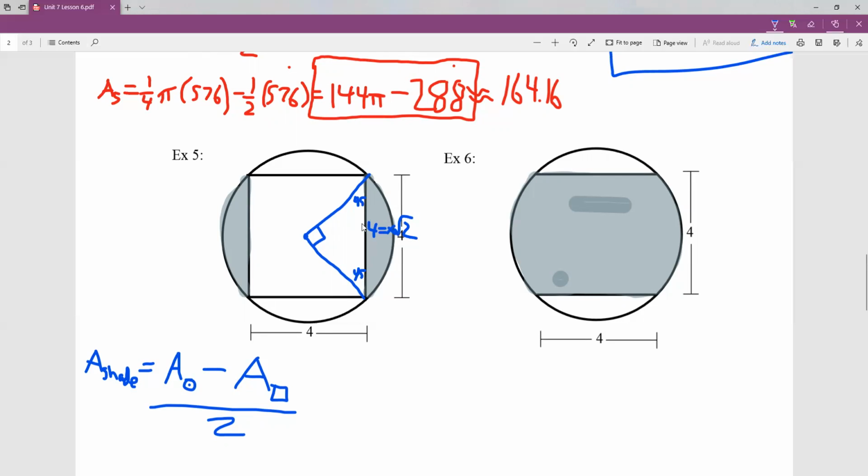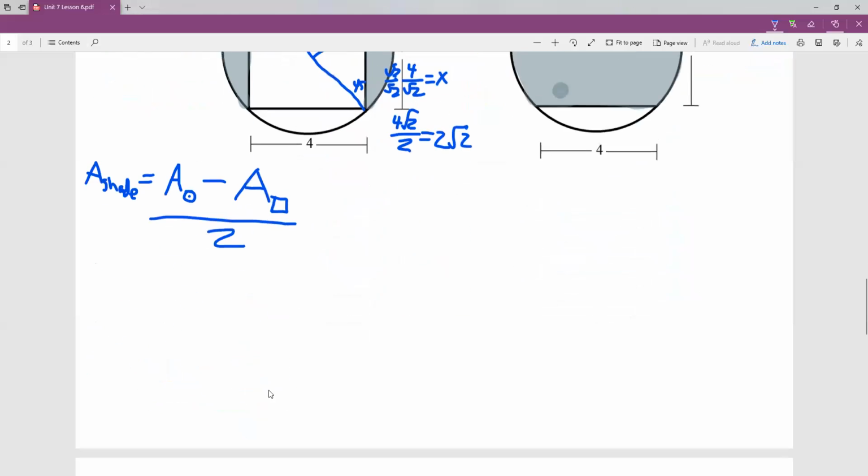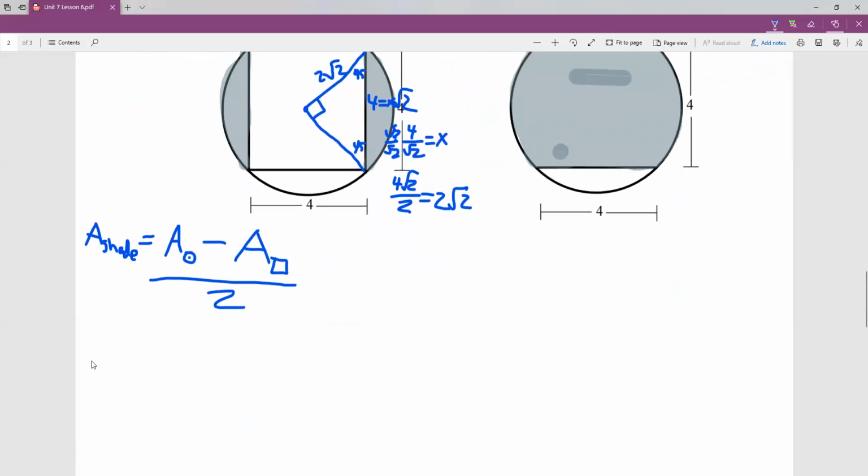So then to figure out what x is, divide both sides by root 2. Multiply by a fancy 1, root 2 over root 2, just to get the thing on the bottom to cancel out. So I'll have 4 root 2 over 2, which is just equal to 2 root 2. So both of these sides here are equal to 2 root 2, which means my radius is 2 root 2. So let's plug that into our formula.